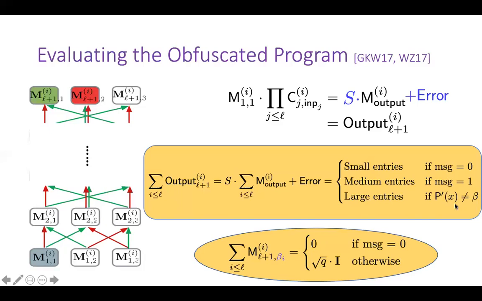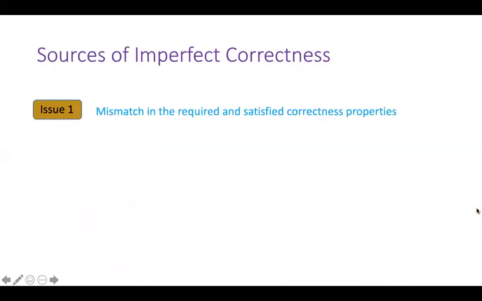So to evaluate the obfuscated program, you can just sum up these output matrices of each branching program and then compare the size of the entries. And that's all about the prior construction that we already know. And now let's discuss why the above construction is not perfectly correct.